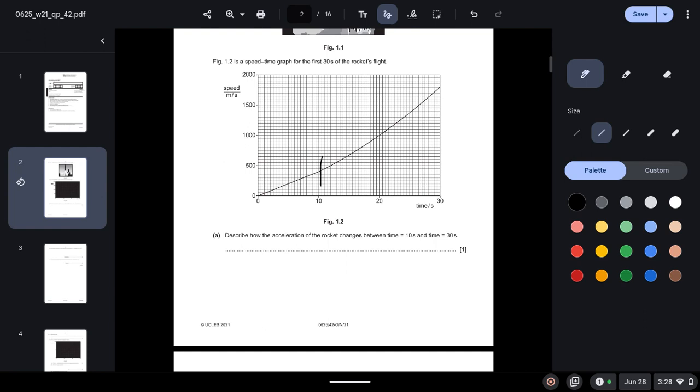So from this point till this point we can see that the speed is increasing. So this tells us that acceleration also increases.